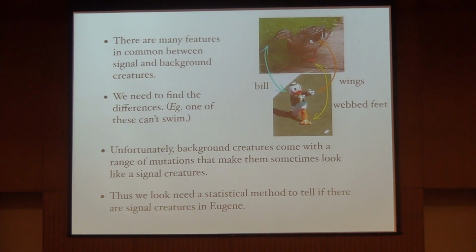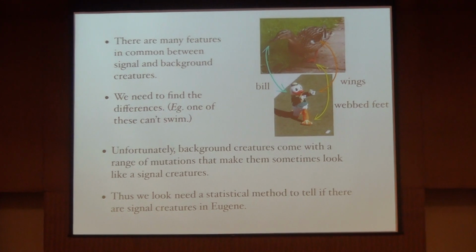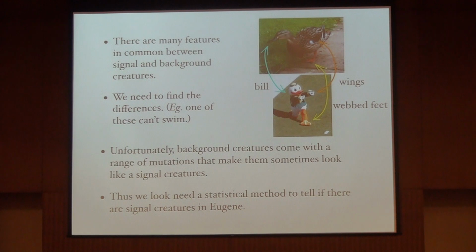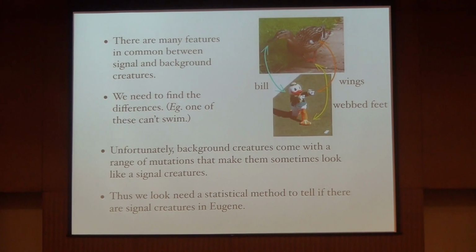In the real case, it's a little more complicated than that because there's mutations on the background creatures. So sometimes the background creatures look just like the signal creatures, but that's rare when that happens. So what you're going to come up with is a statistical method to say there's a high probability that this is a signal. You can't say for sure on any one of these creatures.